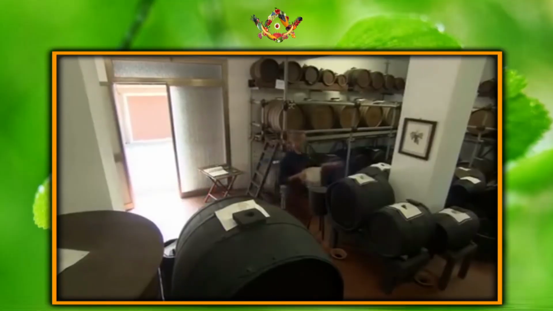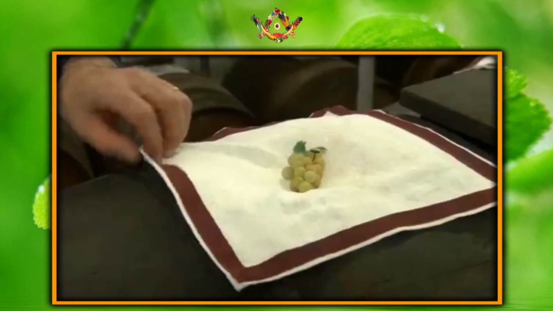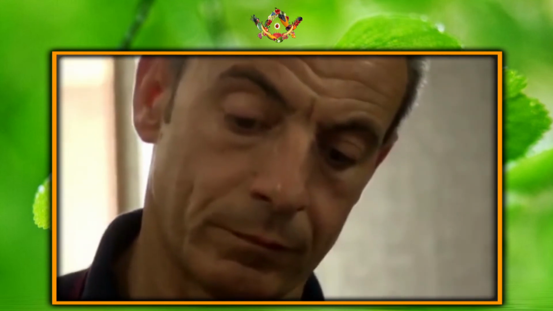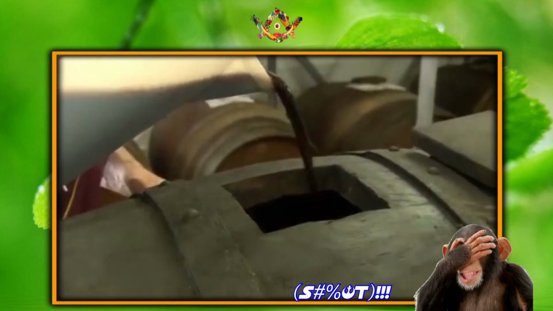So next, he pours the cooked grape juice into this so-called mother barrel. It contains special acetic acid bacteria.